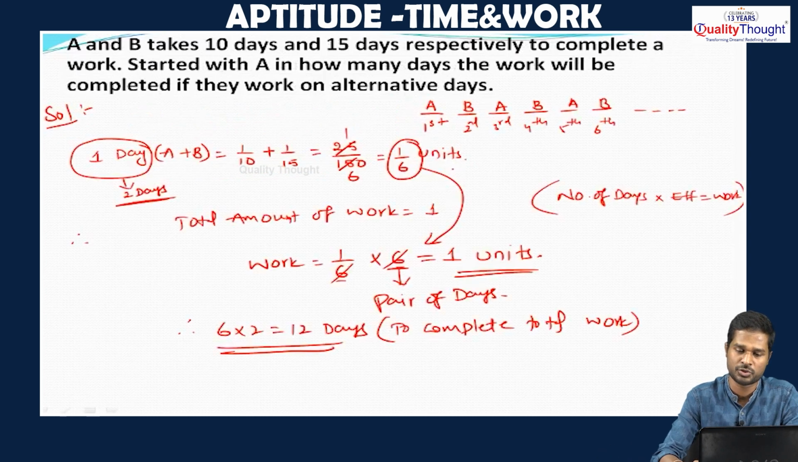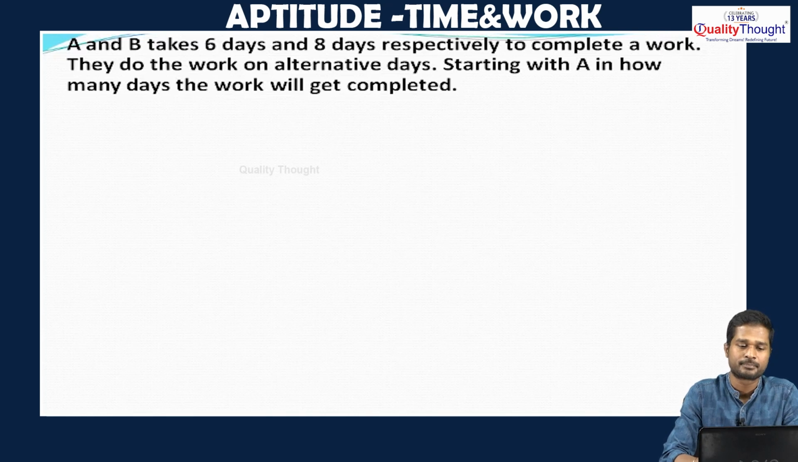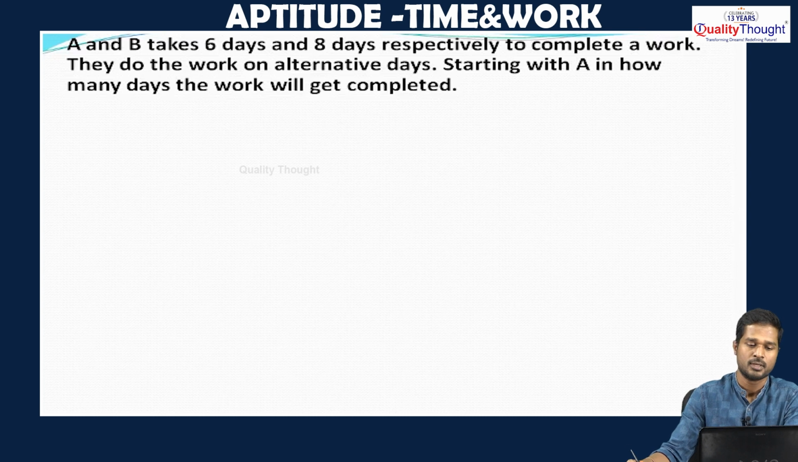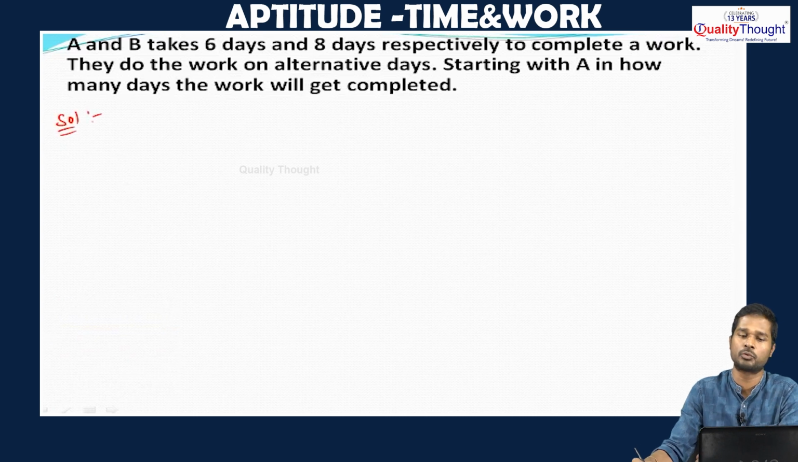Let us see the question. A and B take 6 days and 8 days respectively to complete a work. They do the work on alternate days. Starting with A, in how many days will the work get completed? So this is like the previous question, but in the previous question we did the direct cancellations. Here we won't have the direct cancellations. Let us see how to do this.